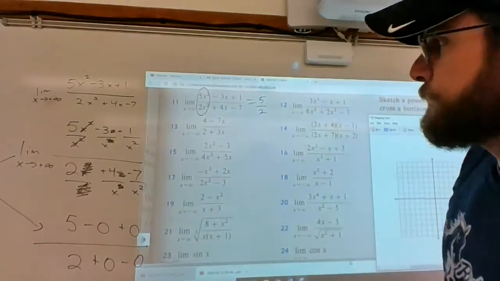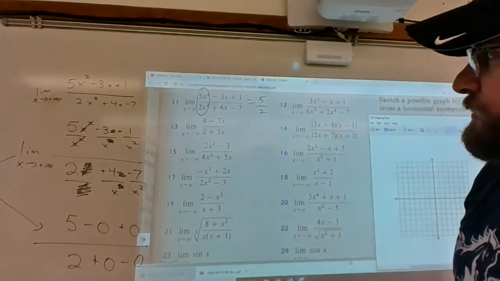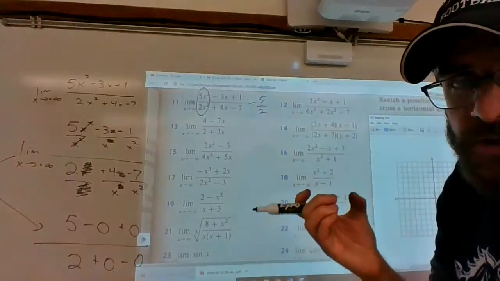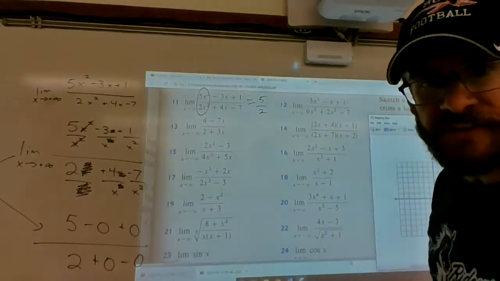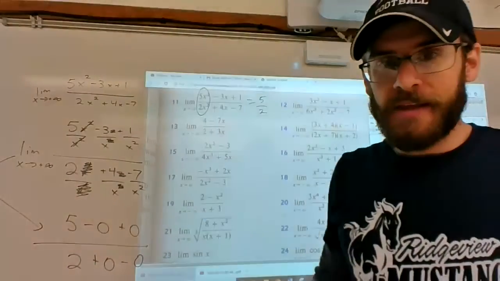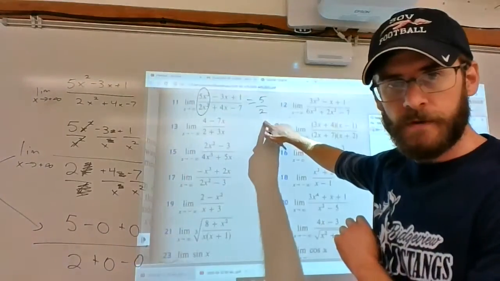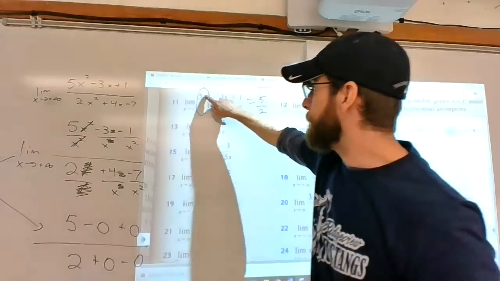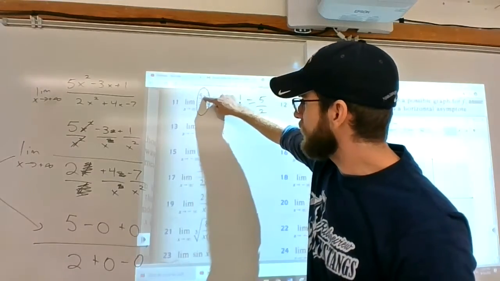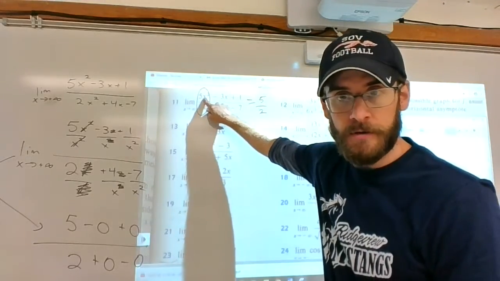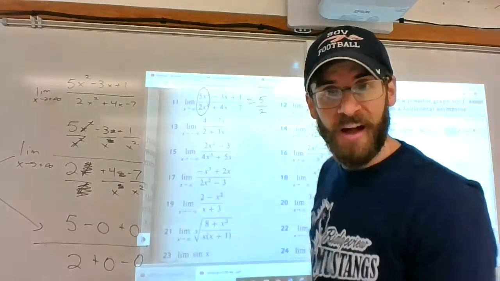if you look at the biggest power on top and the biggest power on the bottom, if those two powers match, x squared and x squared in this case, all you got to do is say it's 5 divided by 2, multiplied by the biggest. Like this x squared here is going to dominate everything else out on top. So the x squared is the important part. The important part's being multiplied by 5.